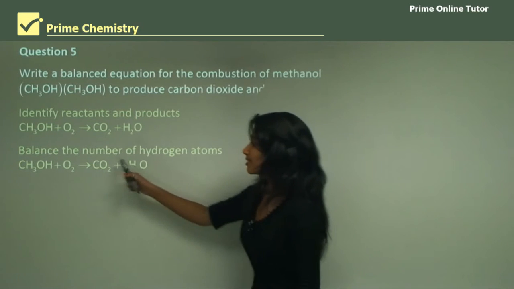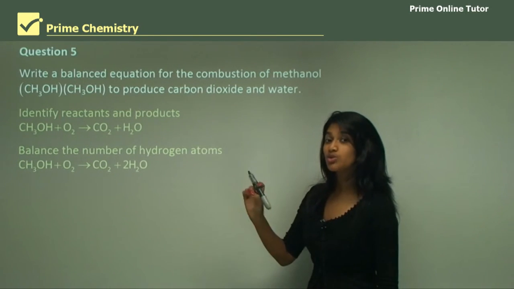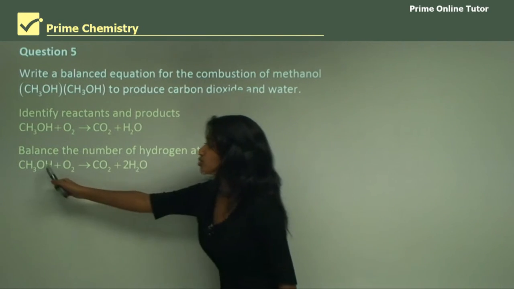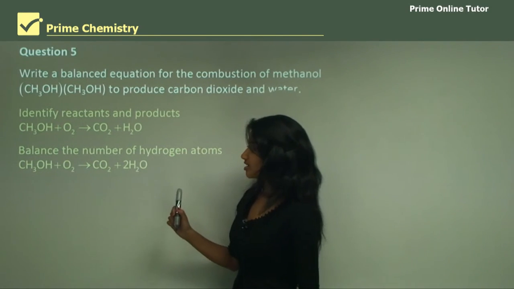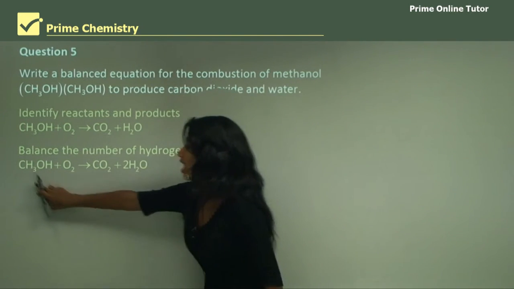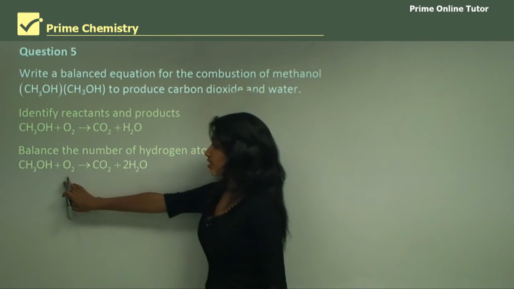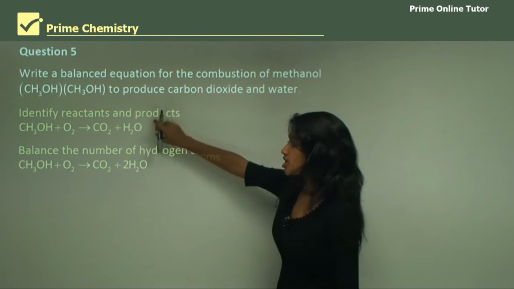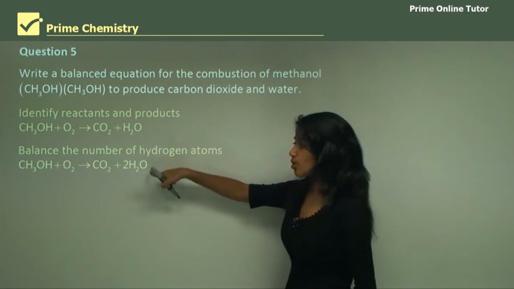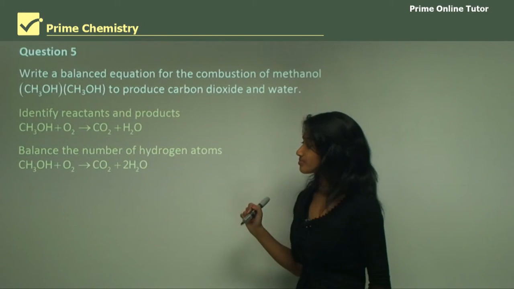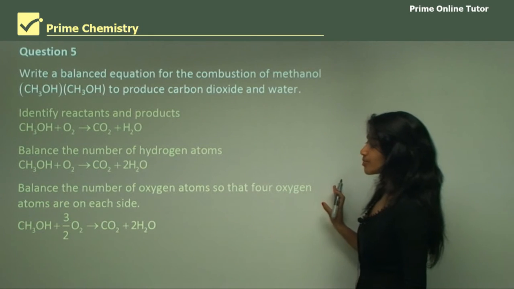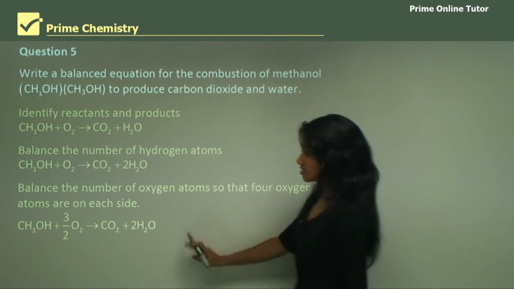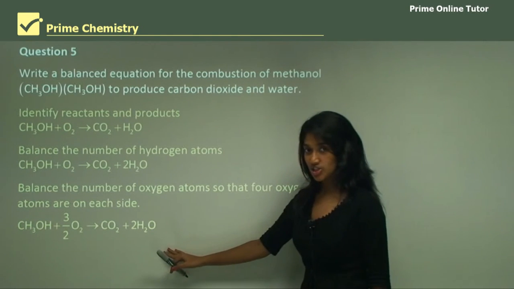So you would first balance the number of hydrogens on each side. You would always start with your hydrogens. So you have 4 hydrogens on this side, and you would have 4 hydrogens on this side. So that's all balanced. 1 carbon, 1 carbon. The oxygens, there are 3 here and 3 here. So this is a balanced equation. So you would have to add a 2 in front of the H2O in order to balance your equation. Now balance the number of oxygen atoms so that the 4 oxygen atoms are on each side. So you would have 4 oxygen atoms on each side.